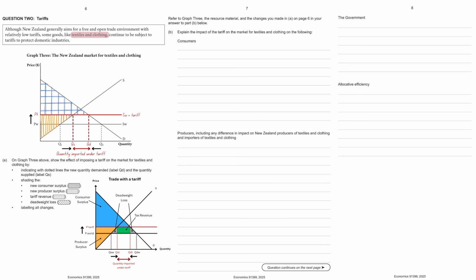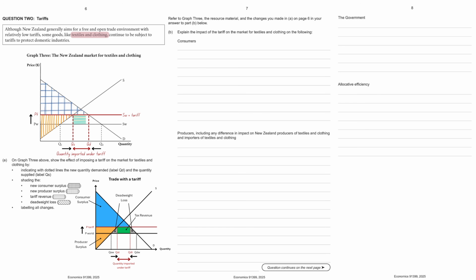So New Zealand producers of textiles and clothing are going to charge a higher price for their clothes, PT, because everyone else was doing it, remember, so they may as well. So they increase their price from what it was before, which was PW. So they receive a higher price, and they also sell more, QS increases. So therefore this area here is going to be the producer surplus.